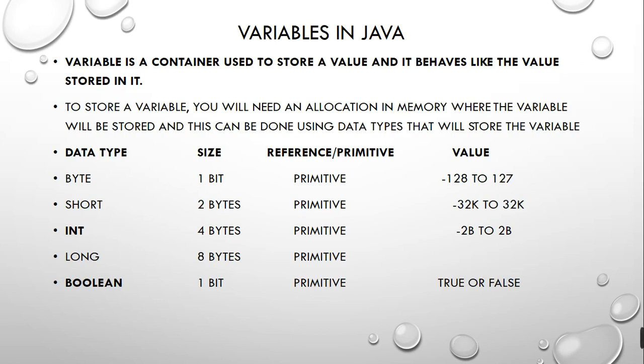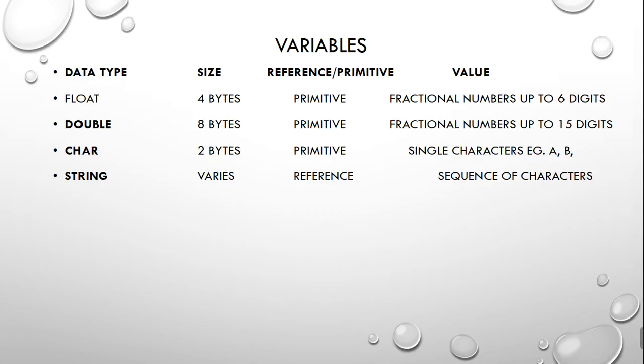So its size is only 1 bit. If the value is not true, it's false, just like how we have yes or no. If not yes, then it's no, and it's also a primitive data type. Now we can continue here with floats.